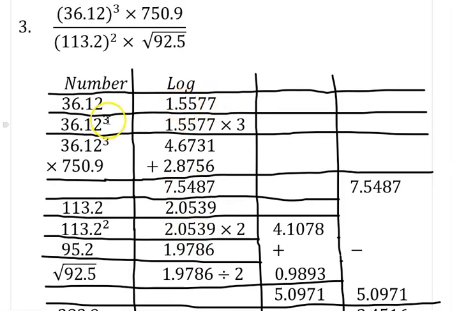Good. Now raised to power 3 means you are multiplying it as usual. So let's multiply the result we have by 3. So 1.5577 times 3 will give us what? 4.6731 if you bring out your calculator. Then we'll move to 750.9. Like I've said before, how many digits do we have? 1, 2, 3. We have 3, so we write 2 points.